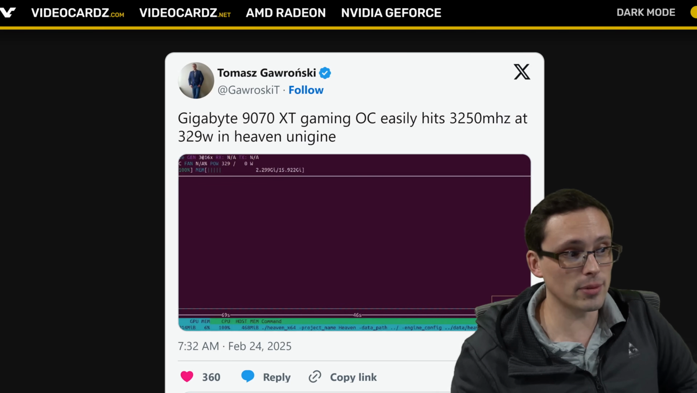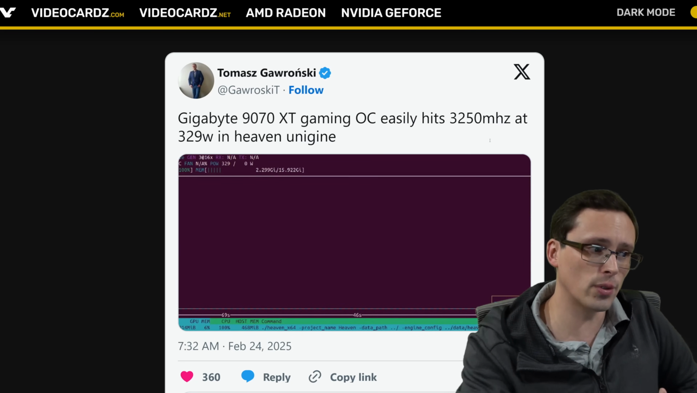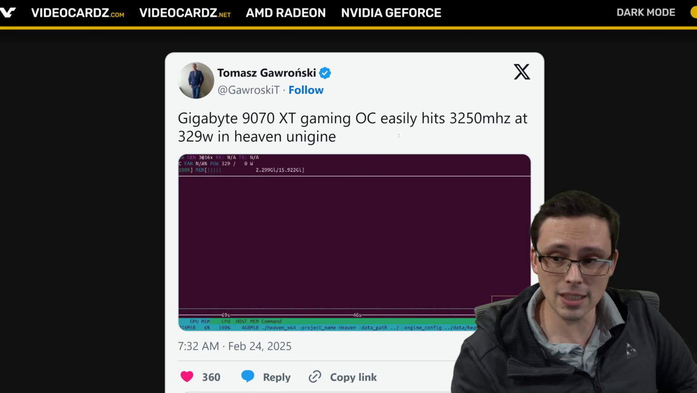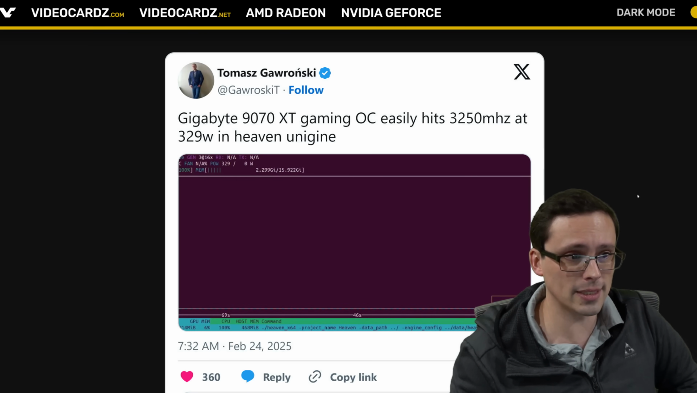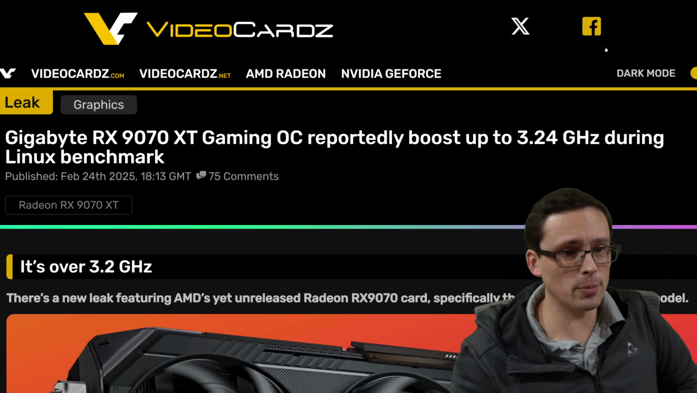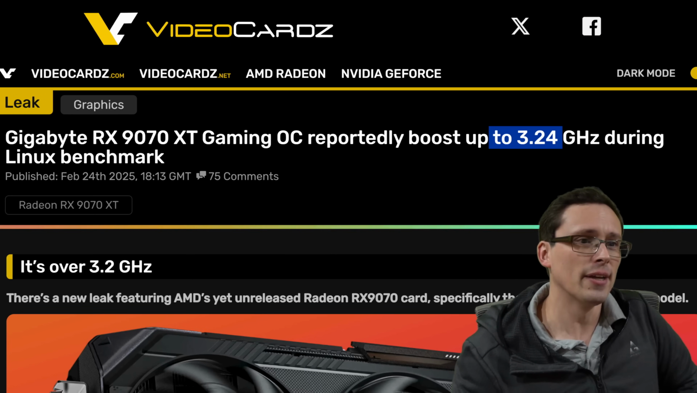Anyway, he's saying it's drawing 329 watts, which is above the leaked figure of, I think, 304 watts as being official. But if this is a gaming OC version, a lot of times those have increased power limits. Anyway, 3.24 gigahertz, definitely some big numbers, so hopefully that means big performance.